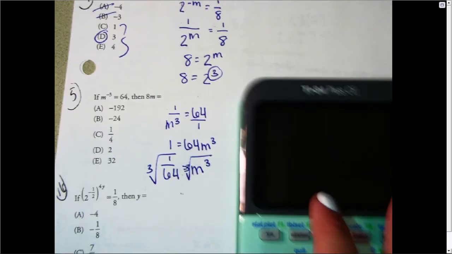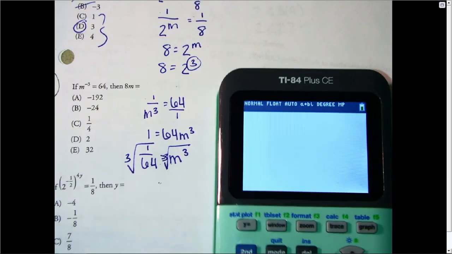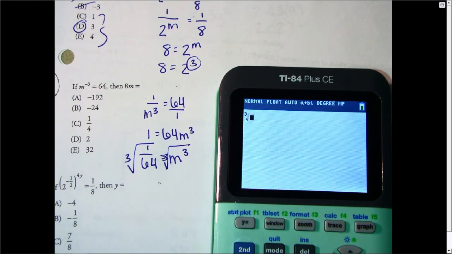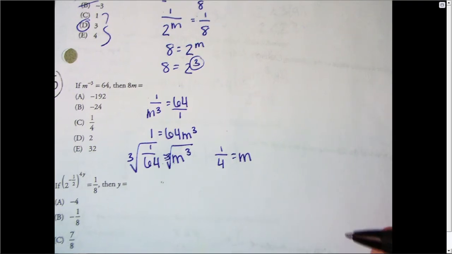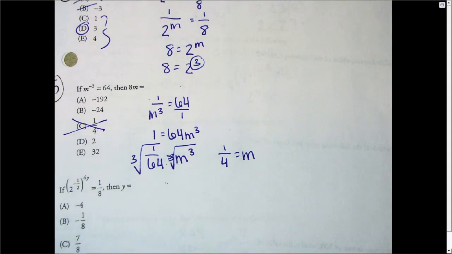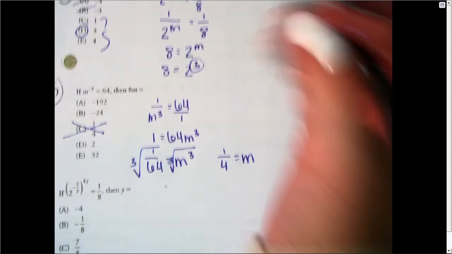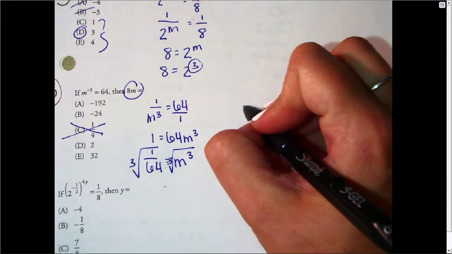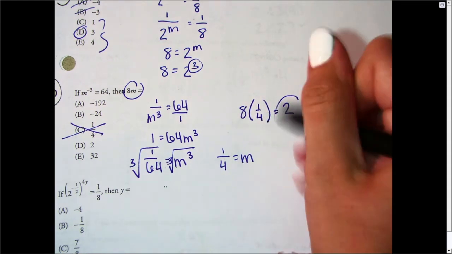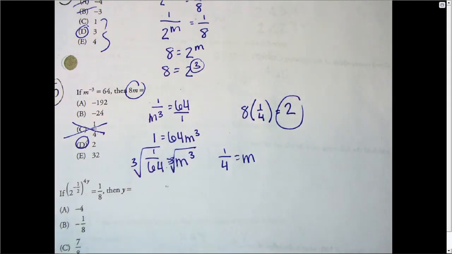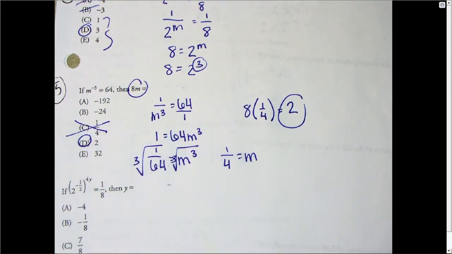The way that you do cube root, you go to math and option 4. It automatically will have the cube. I'm going to type my fraction. Oh, I don't need that. I get 0.25. 0.25 is 1/4, and that is the value of m. Do not pick option C because the answer wants it to be 8 times m. So 8 times 1/4 is 2, which is my answer, D. Be very careful. You have to do additional things in this problem to do it right.